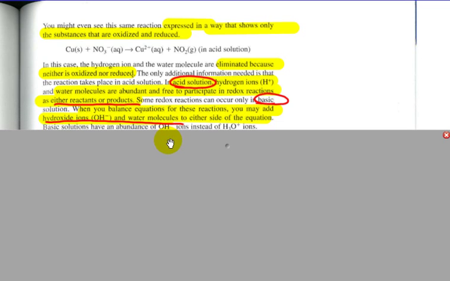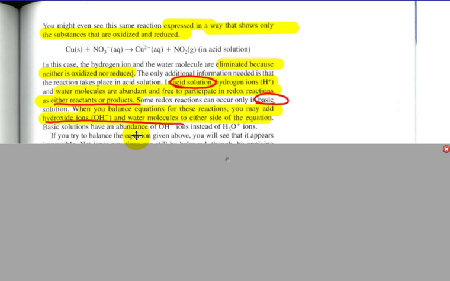It's either going to be an acidic solution, in which we have H pluses and water molecules in abundance, and can either appear as reactant or product, or whether it's a basic solution, in which we have an abundance of hydroxide ions and water, and of course they could occur on either side. When it's a basic solution, it's a little more tricky. You might have to be given a hint as to which side each of those will be on.